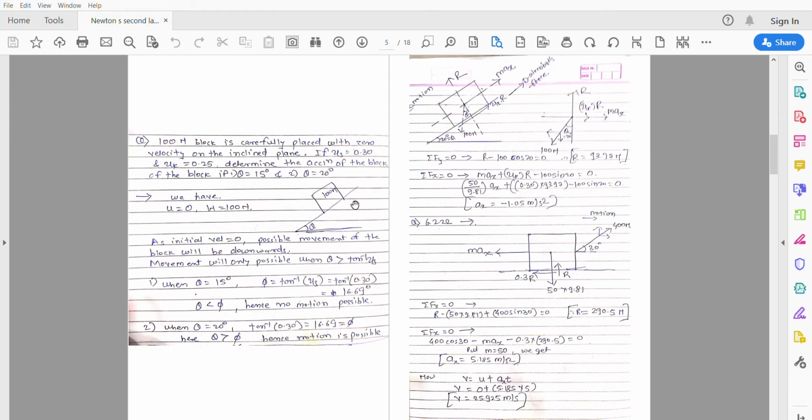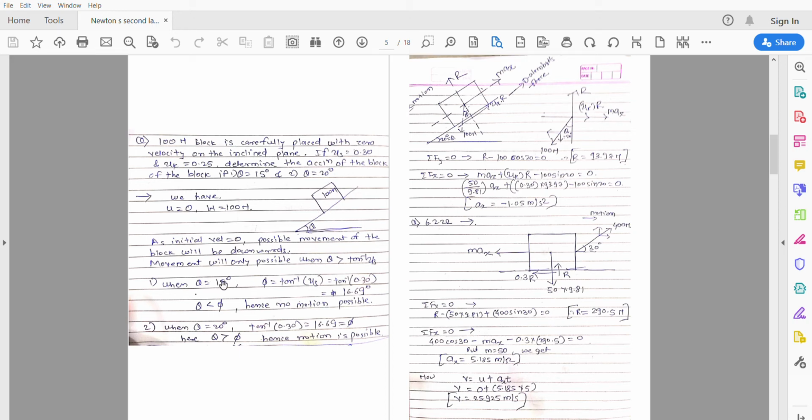In this case a 100 Newton block is given, mu s is given, mu k is given, and determine the acceleration when theta is equal to 15 and 20 degrees. Now for acceleration, body needs to be in moving condition. So if theta is equal to 15 degrees, movement will only be possible when that theta is greater than the angle of repose, the minimum angle required for the motion of the body. If it is greater than that, then and only then will the body have some sort of acceleration.